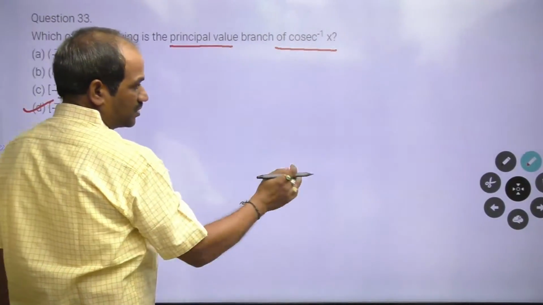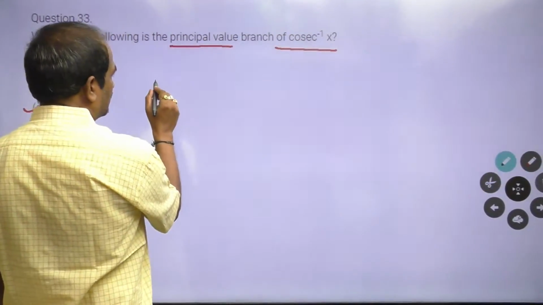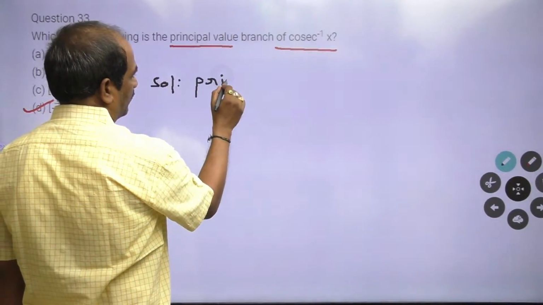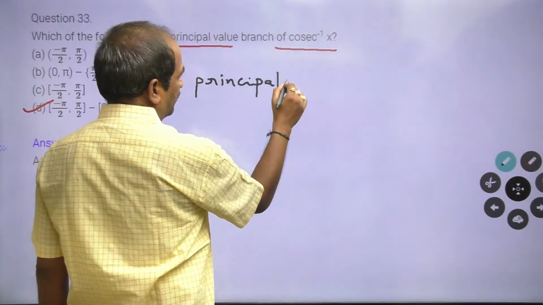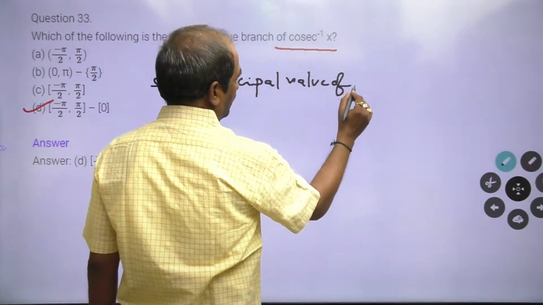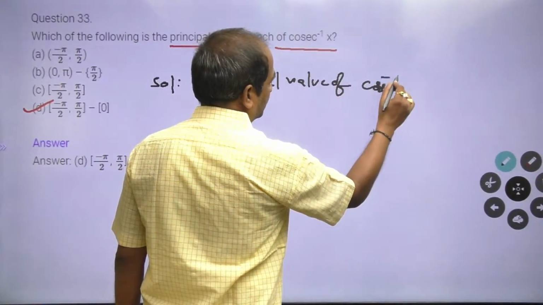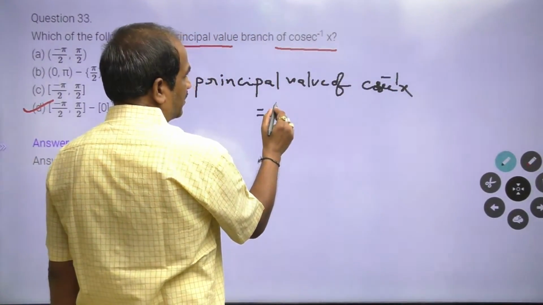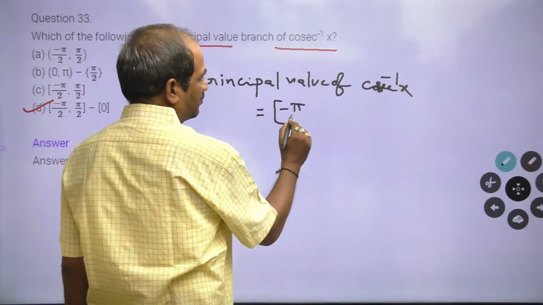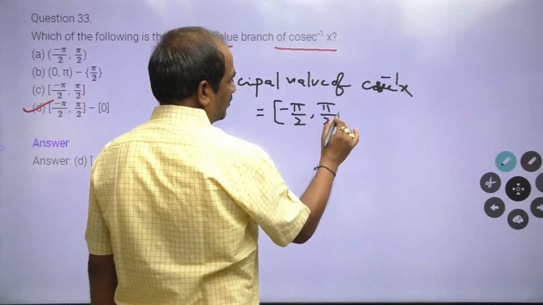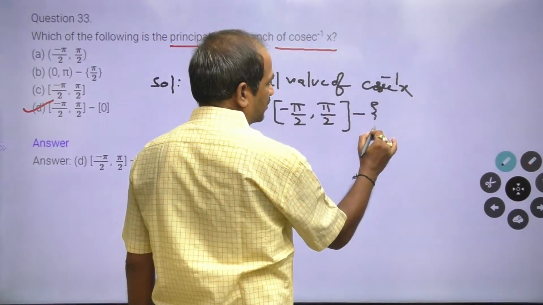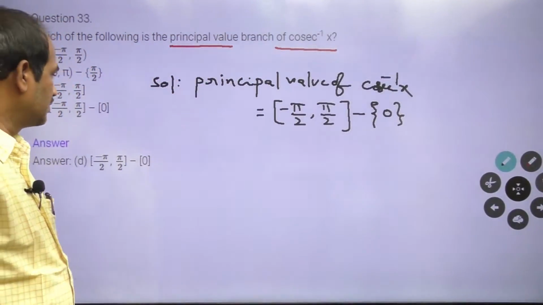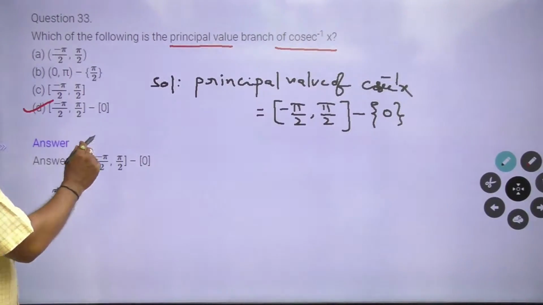In this solution, the principal value of cosecant inverse x is the closed interval minus pi by 2 comma pi by 2, minus 0, removing 0. This is the principal value of cosecant inverse x. So the fourth option, D, is the right option.